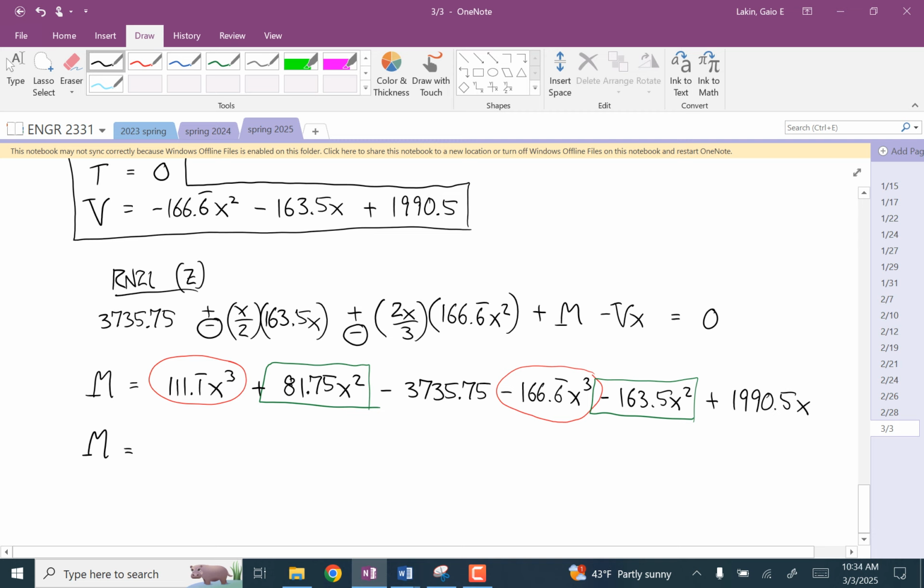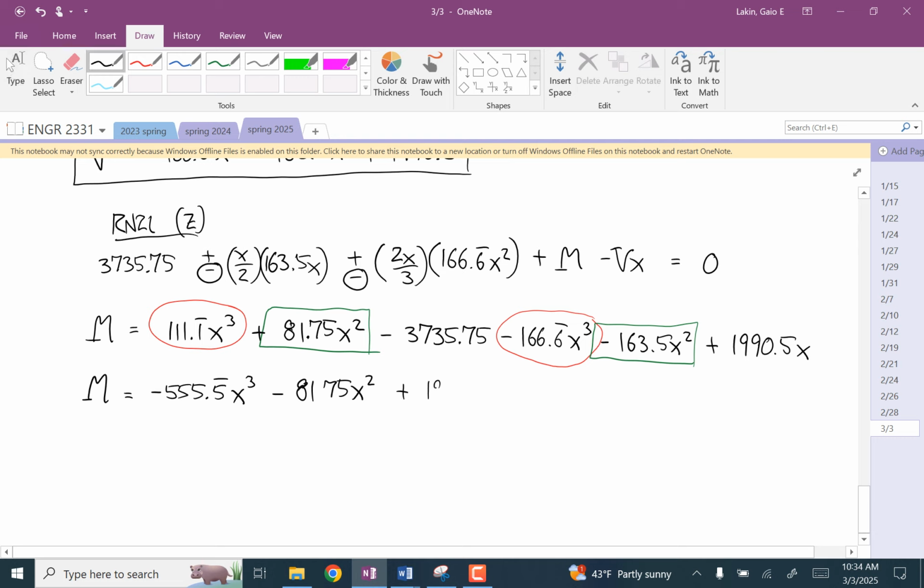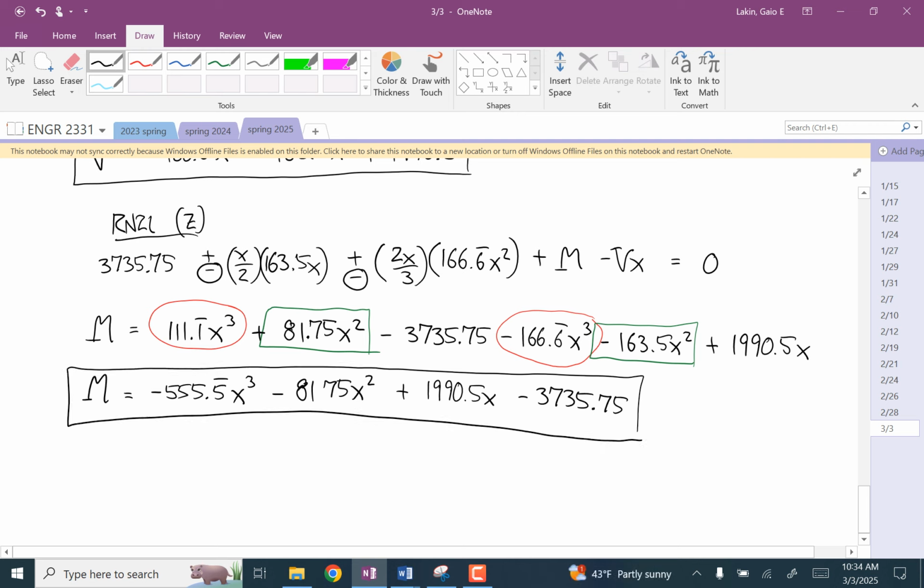So m is equal to negative 555.5 repeating x cubed minus 81.75 x squared plus 1990.5 x minus 3735.75. Any questions about that one?